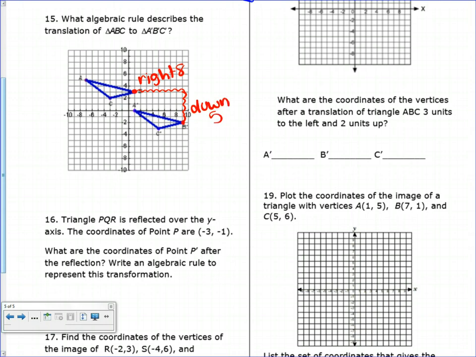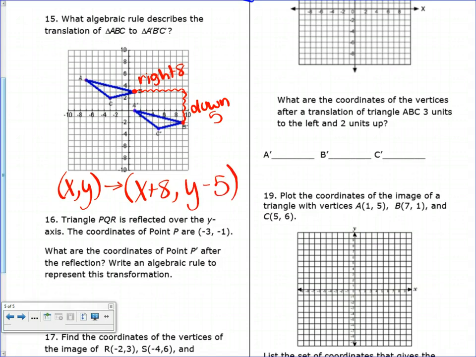Okay. So right is going to be my x. So remember, algebraic rules start with x, y, your arrow. If I go right 8, that's adding 8 to my x's. And down 5, we'll take my y's, and we're going to subtract 5 from those. So this would be my algebraic rule for that translation.